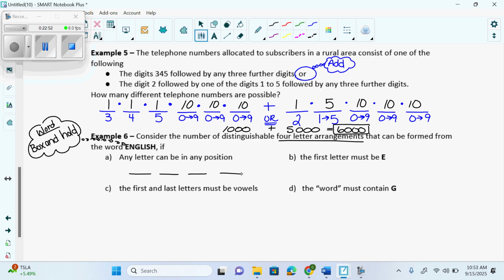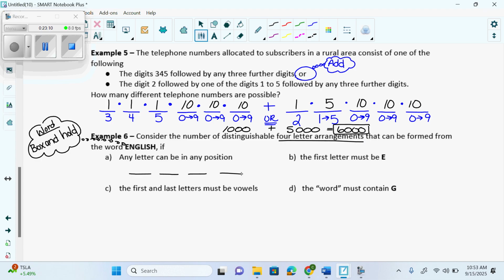So did I actually start a word yet? No. So what do I have to do? I have to leave a letter. I'm going to pretend I leave the E. So I leave the E there. I boxed and held it. Correct? Because I have to leave one or I'm not making a word ever.